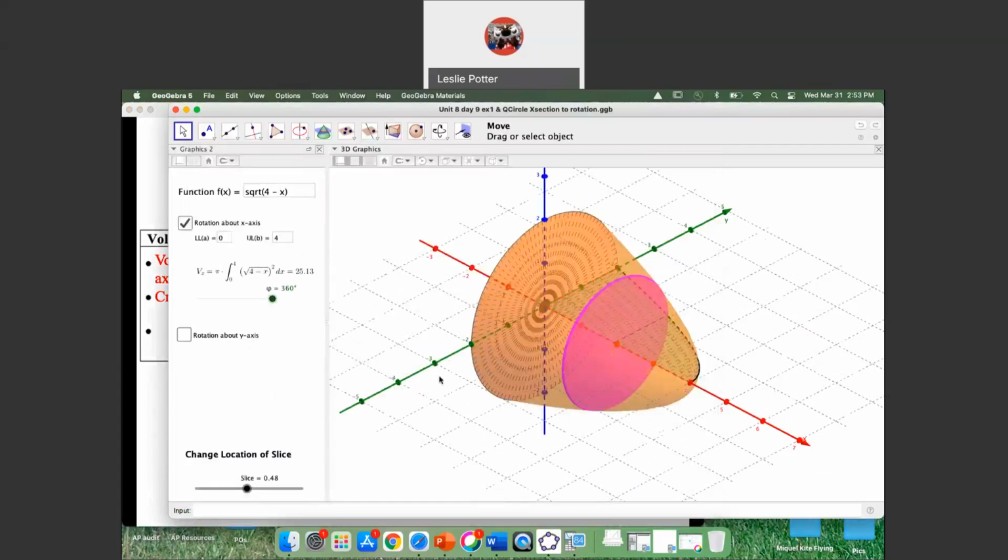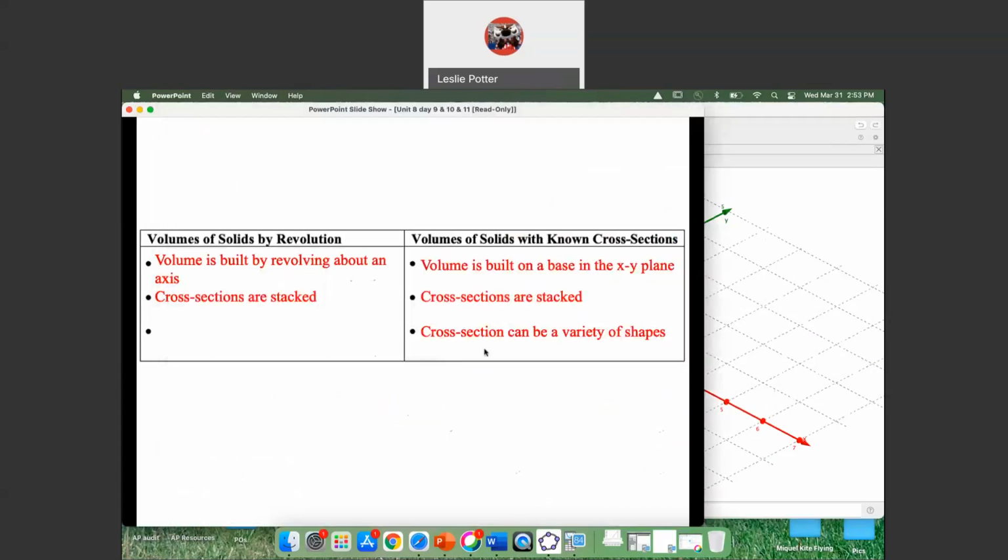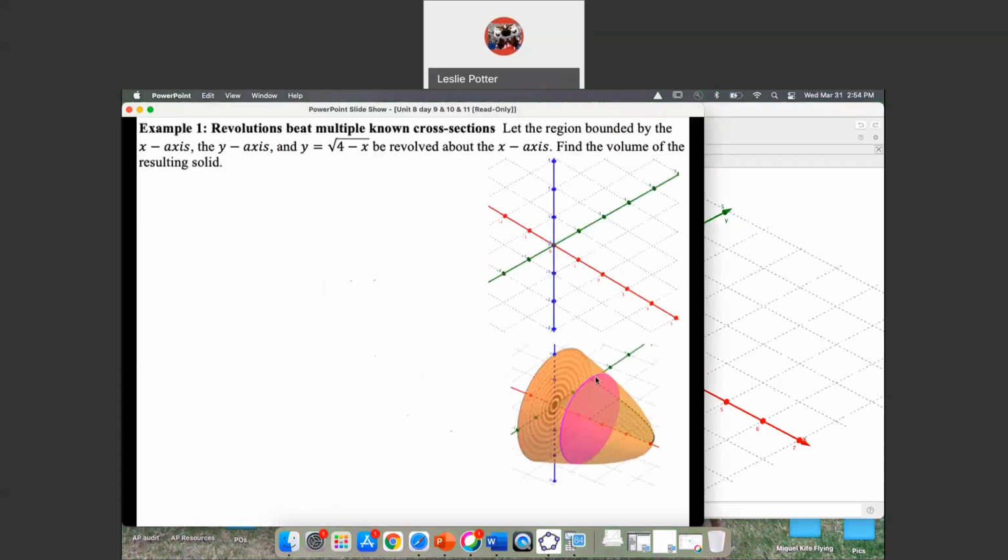This disk, we're going to stack that from x equals 0, which is where it is right now, all the way out to x equals 4. So we're still stacking. It's just that all of those cross sections now, instead of being a variety of shapes, our cross sections are strictly circular. And so what we're dealing with exclusively with this sort of method is a cross section that is circular.